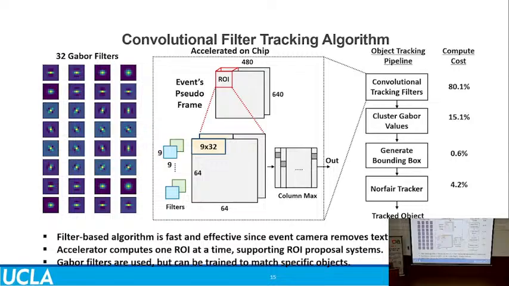So how does the tracking work? Again, the tracking algorithm is nothing new. It uses Gabor filters, which are basically directional filters, and it clusters them, then generates bounding boxes. Then there's a well-known tracker called Norfair, which is used for tracking. So there is nothing specifically new in this. The only thing I wanted to point out is we profiled running this tracking algorithm on a GPU. About 80% of the time goes in doing the filters themselves, and that's what we're trying to speed up using stochastic computing.